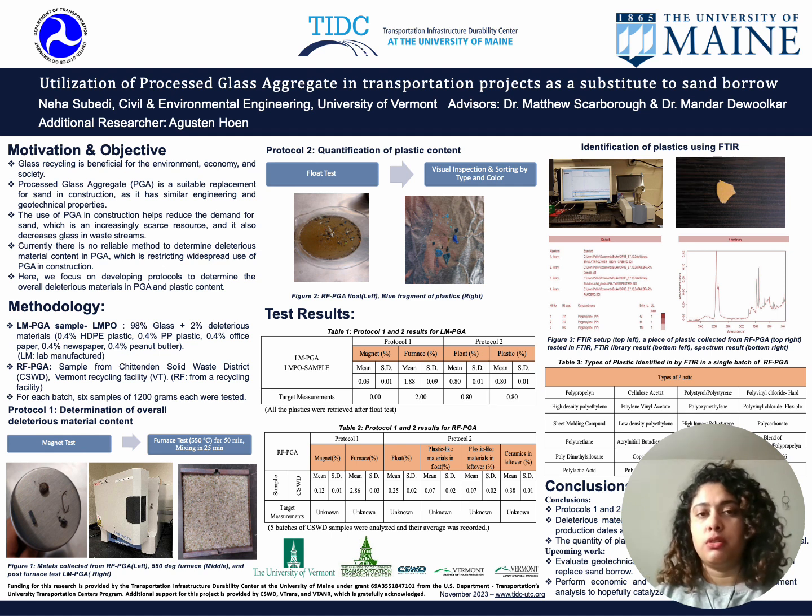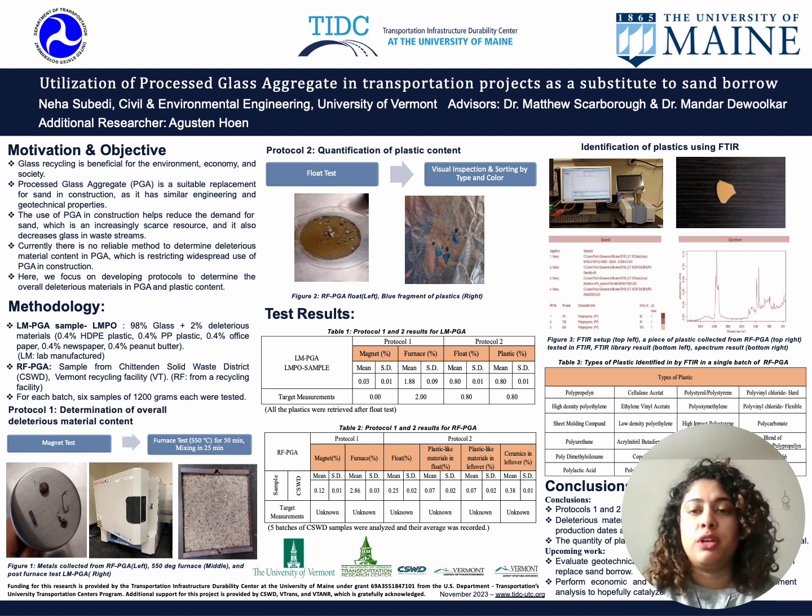Despite the potential of processed glass aggregate, the widespread use of PGA in construction is still very much limited. The primary reason behind this is deleterious materials. When recycled glass is processed in the recycling facilities, the end product is not only the glass aggregate, but also different types of other recyclable materials like plastic, paper, food matter, metals, etc. that are processed together with the glass.